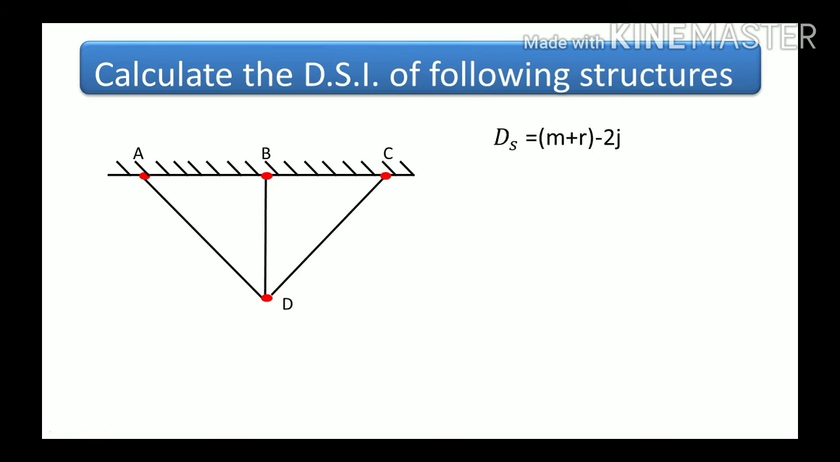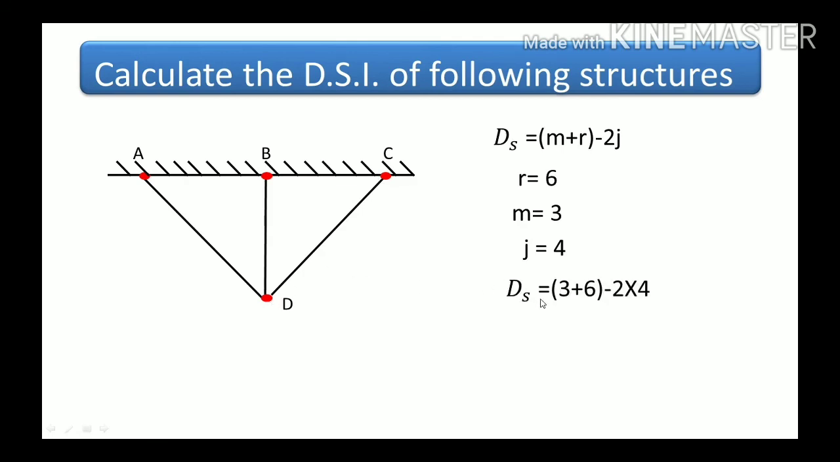So DS is equal to the formula in bracket M plus R minus 2J. So here R is equal to 6 because at A joint there are 2 reactions, at B joint 2 reactions, at C joint 2 reactions, that is R is equal to 6. Then M equal to 3, that is AD, then BD and CD. So AB and BC are not members, this is the wall. Then joints are 4: A joint, B joint, C joint and D joint.